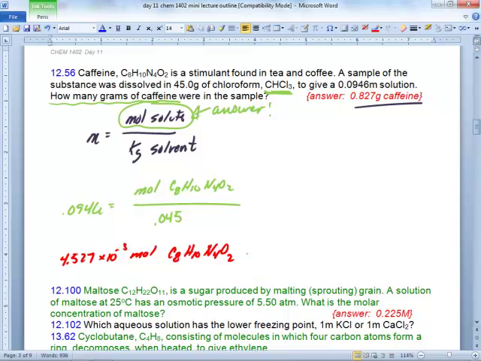Zero got it. Right? Remember the diagonal story. The mole's already up on top, so leave it alone. Don't mess with it. Just get rid of that 0.045. So you have to multiply to get that. You have to multiply 0.0946 times 0.045.